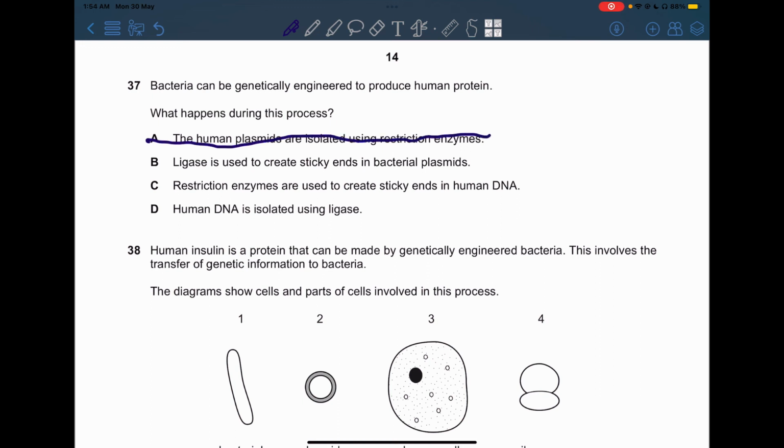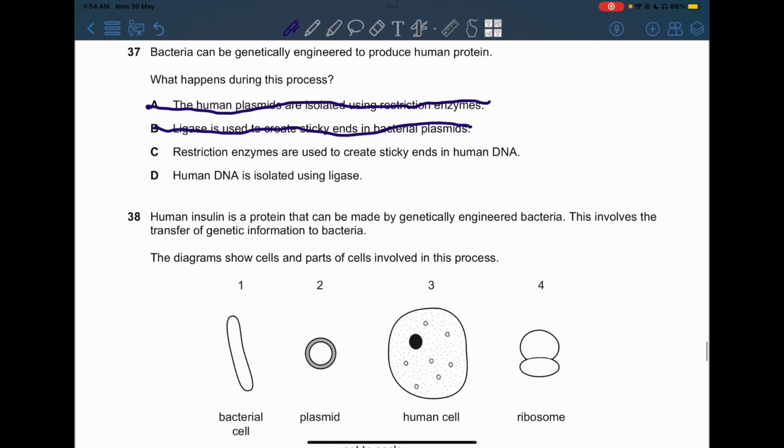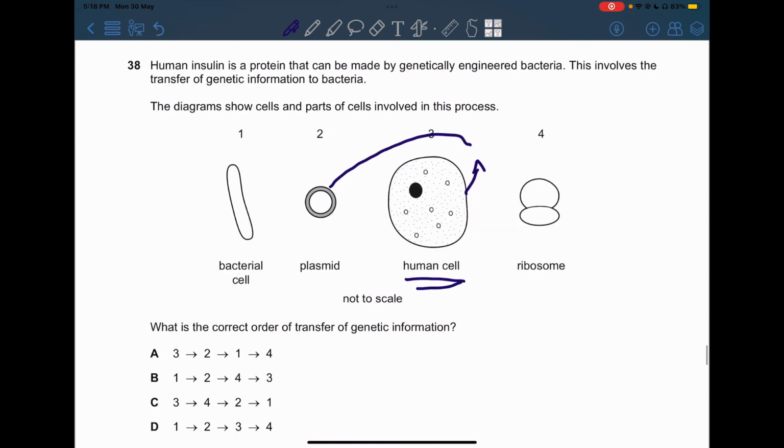Ligase is used to create sticky ends in the bacterial plasmids. Now, this is incorrect because ligase is actually what joins the plasmids and the human DNA. So this is incorrect. Restriction enzymes are used to create sticky ends in the human DNA. Now, this is correct. Human DNA is isolated using ligase. Again, this is incorrect because it's actually isolated using the restriction enzyme.